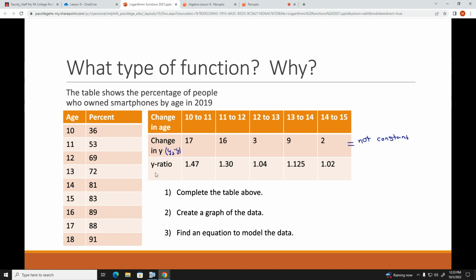Then we do the y ratios, and that's y2 divided by y1. Again, I have typed them in, and what I notice about them is that they are not constant. So the next thing is to create a graph, to look at what's going on, because observing that neither the ratios nor the change are constant just rules out exactly linear and exactly exponential, but it doesn't tell me what the answer is.